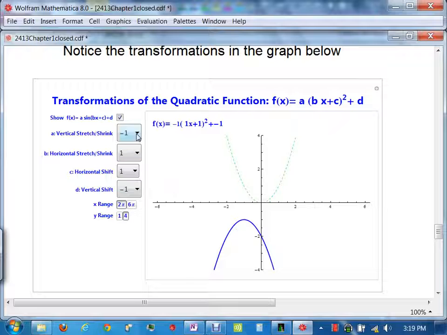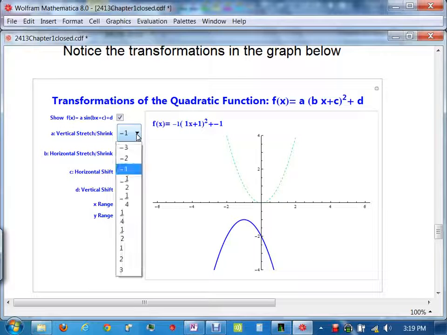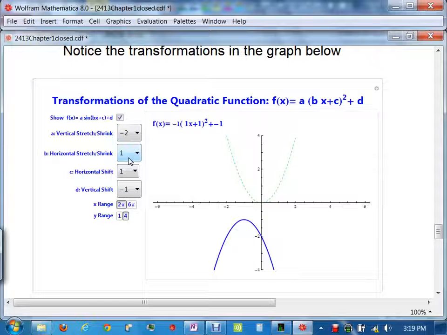What if I put -2 instead of -1? What would it do? It would still go down, right? But it would be narrow, right? It would stretch it out, shrink it. We would call that a compression or a stretching or shrinking horizontally. I mean, there's different ways to say it.